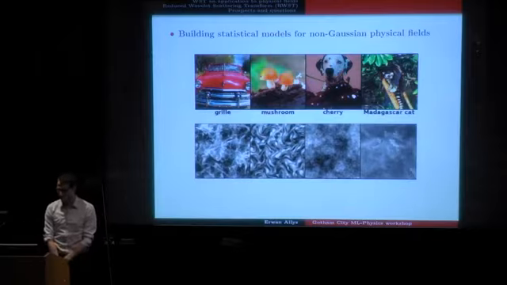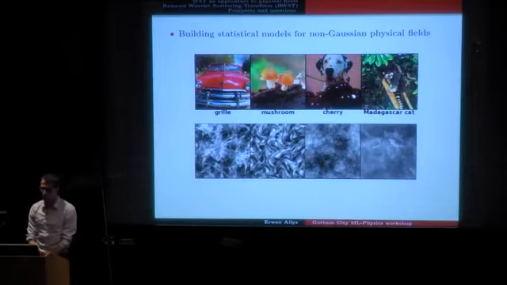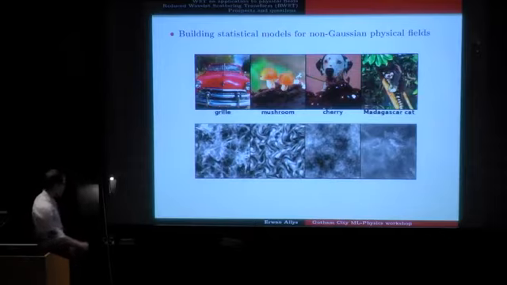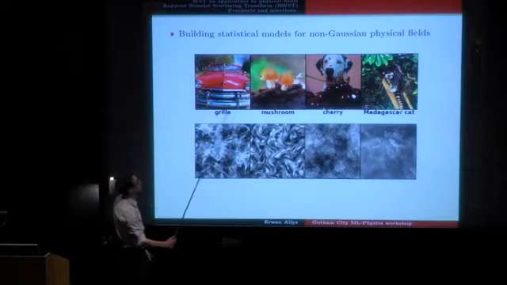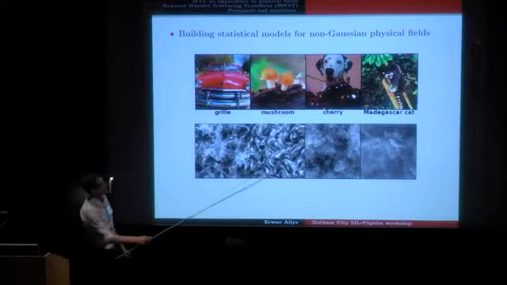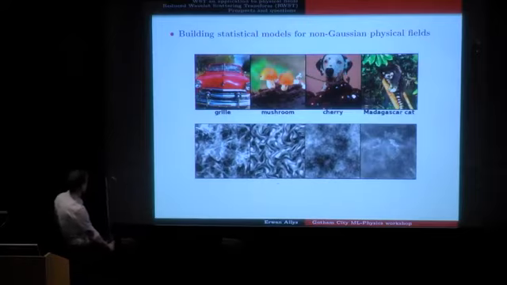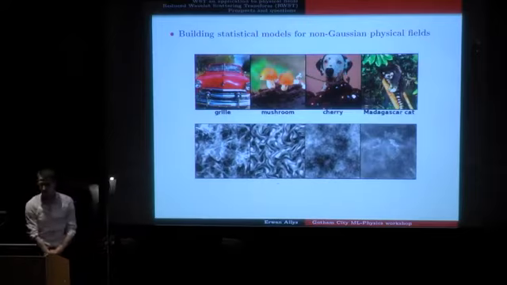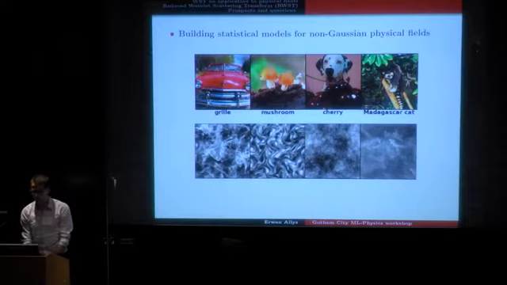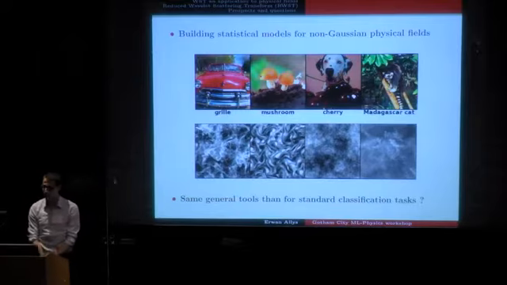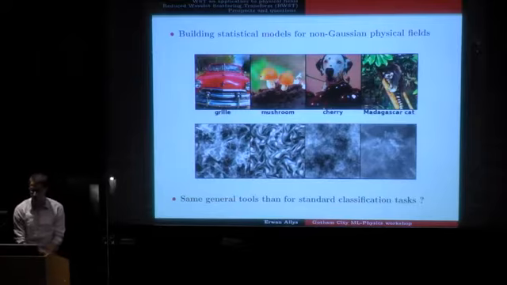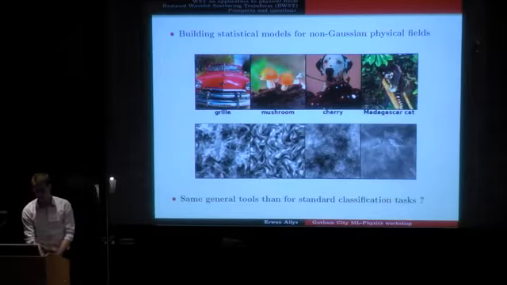So first, I won't exactly explain what physical fields are in terms of a precise definition, but here I gave you several images from standard classification tests in data science and images that we have in physics. That's the kind of field we want to investigate and to statistically describe. And we see that we are not sure that we need to use exactly the same general tools to describe these physical fields as for standard classification tasks.